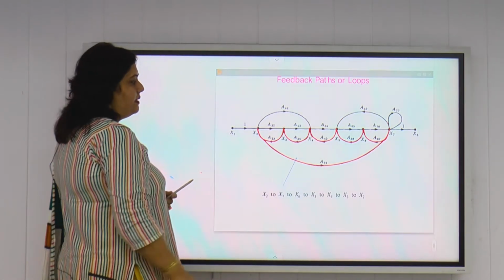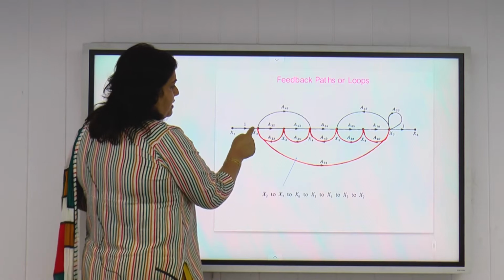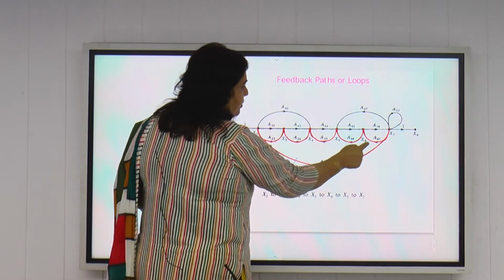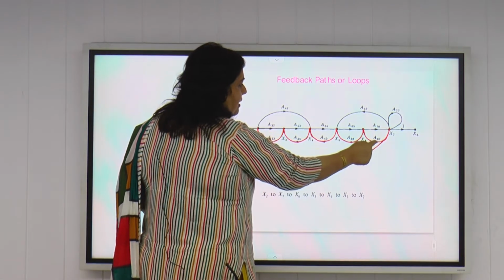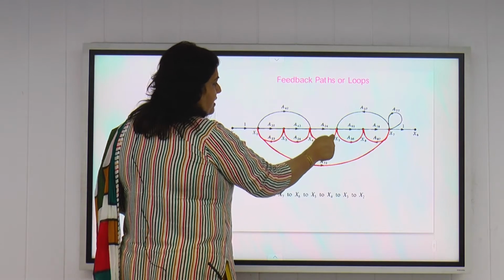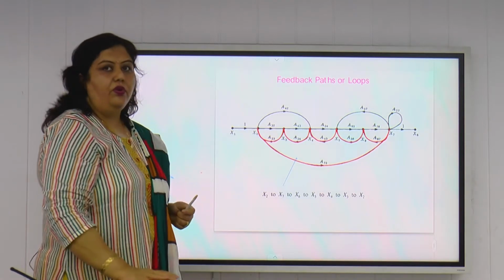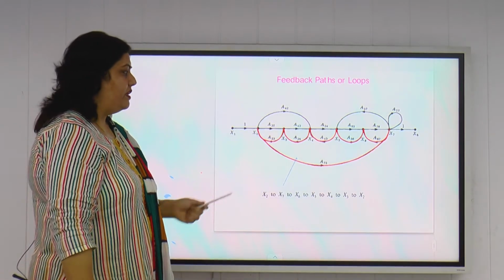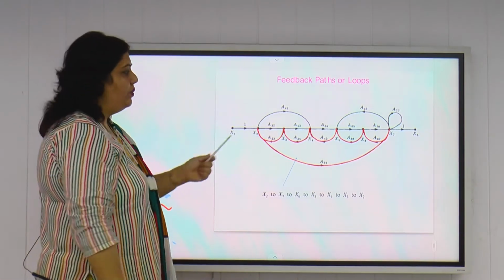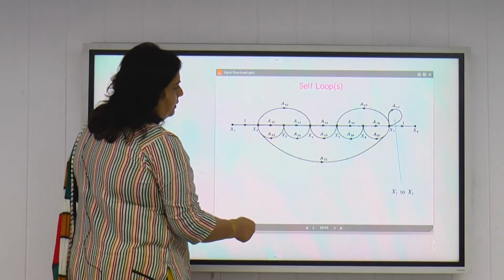Another loop is this. In the same graph we have another loop. We start from X2, we go through A72 and we reach X7, then A67, A56, A45, A34, A23 and we come back to X2. No node is encountered more than once in the way. So this is also a feedback path or loop in this signal flow graph.